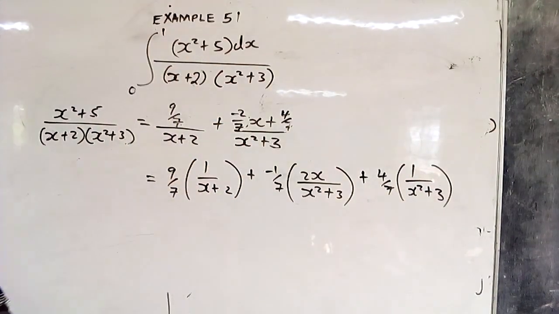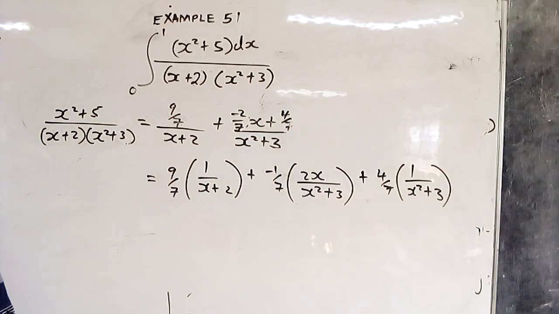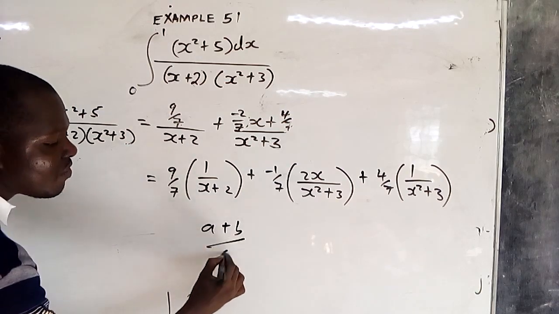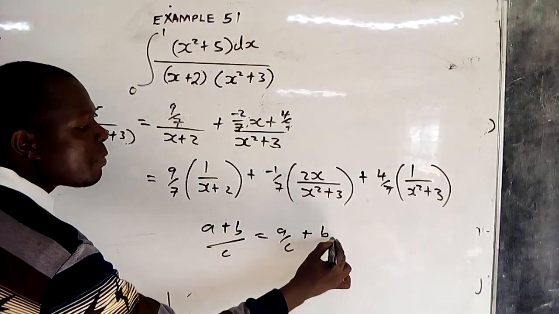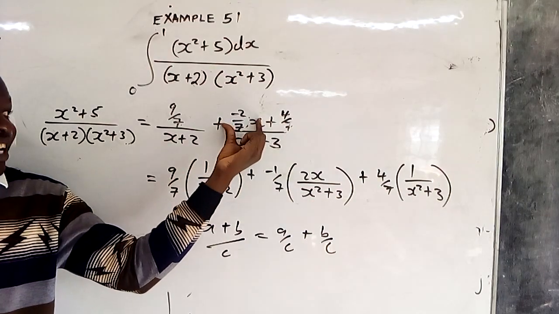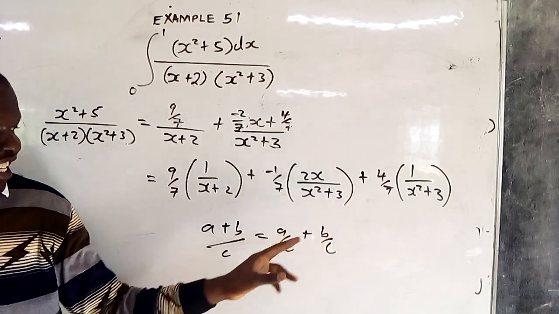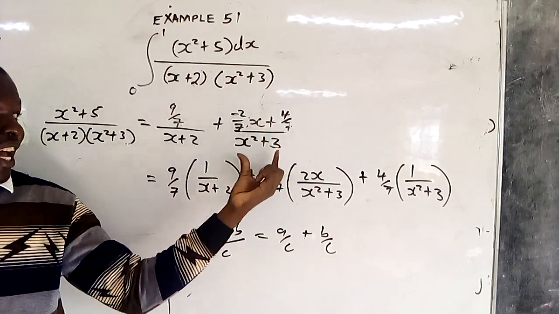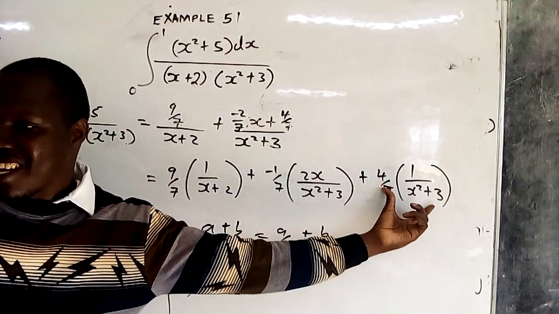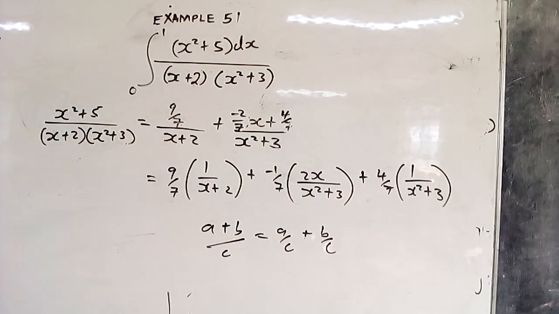Meaning this is a common denominator, this over this plus this over this. Have you seen that? Meaning if you have A plus B over C, that is A over C plus B over C. That is what we've done, isn't it? So it is -2 over 7 x over x squared plus 3, which gives you this. Then plus 4 over 7 over x squared plus 3, which gives you this, if you simplify. Are we together?